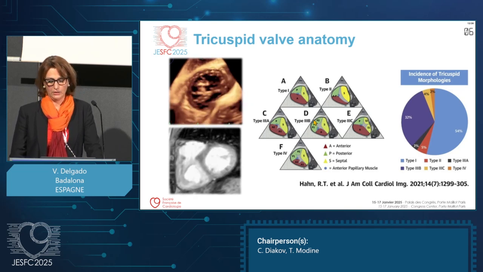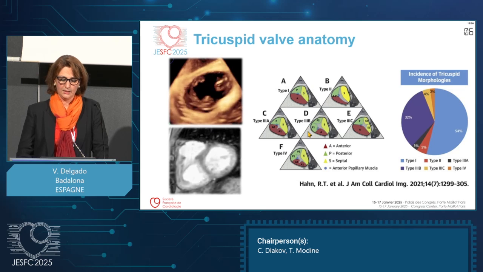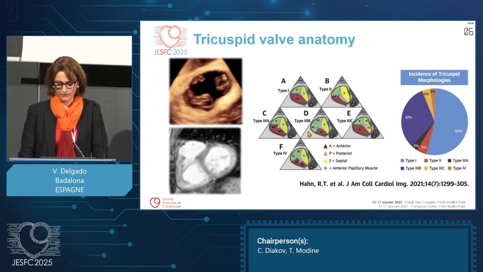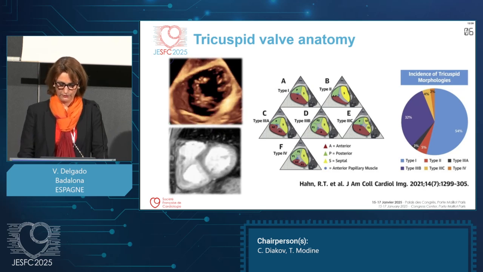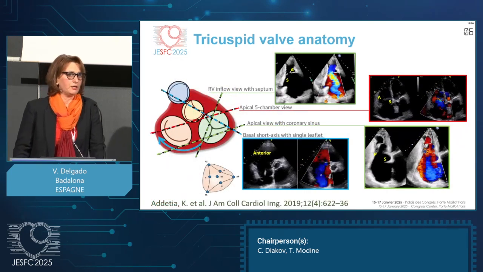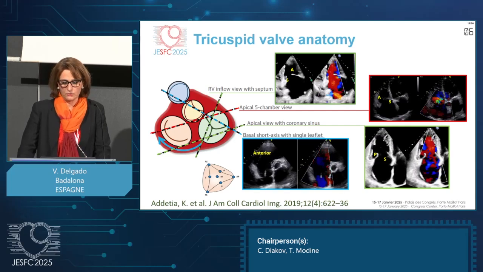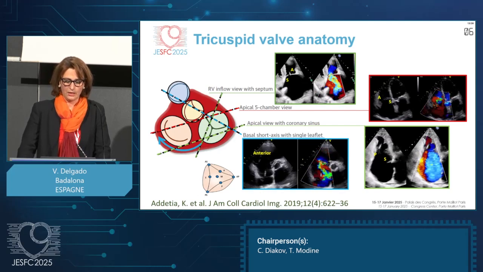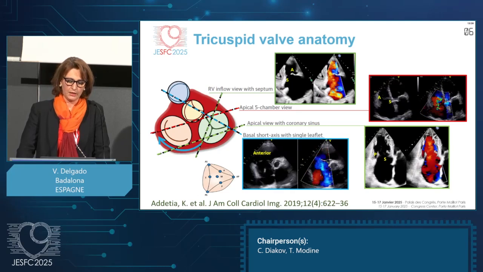And we know that there are anatomies that are more suitable for that device, particularly when there are 3 leaflets and there are not so many scallops in each of the leaflets, as in the classification of Hahn. If we have a 3D, it's kind of easy, but sometimes we don't have a 3D or the window is not that optimal, and then we have to rely on 2D.